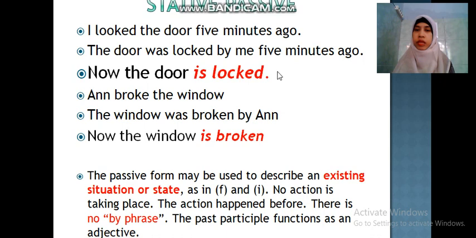So usually this one is written without a by-phrase. There is no agent here, so we only say that this is the situation. Now the door is locked. We don't need to know who locked the door, and we don't need to know who broke the window. So just focus on the condition of the door. The door is locked and the window is broken.